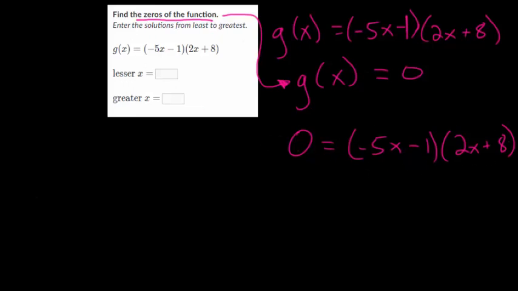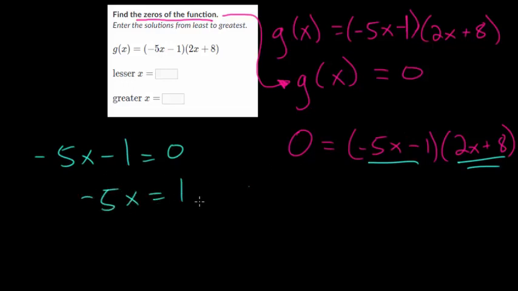So we'll follow the same procedure as last time, since if either of these is equal to 0, then the entire equation is equal to 0. So I'll do this first one. We'll just set it equal to 0 and then solve. So add 1 to each side, you get minus 5x is 1. And divide by minus 5, you get x is minus 1/5.